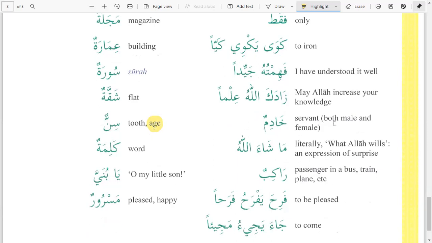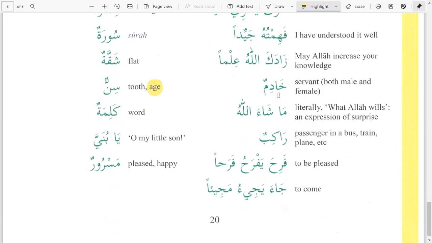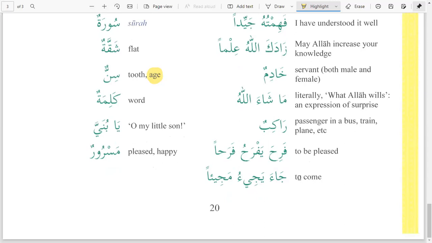Khadimun, servant. For both female and male, we say khadimun. Kalimatun means word. Mashallah literally means what Allah wills. Ya bunayya, oh my little son. Rakibun, passenger in a bus, train or plane. Masrurun, happy, pleased. Fariha, to be pleased. And ja'a, to come or arrive.